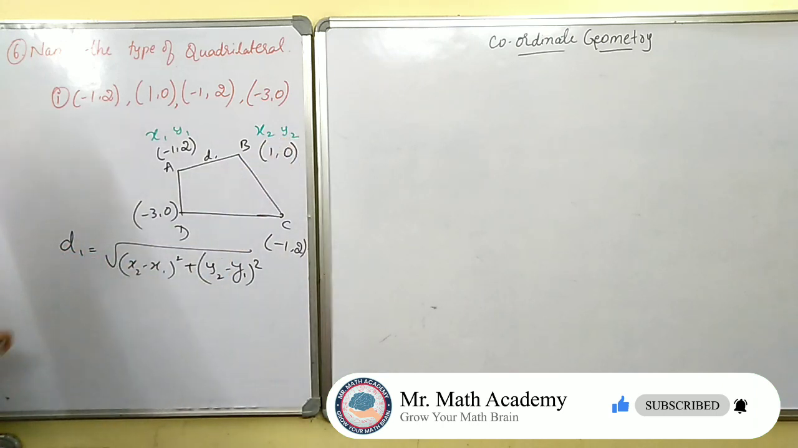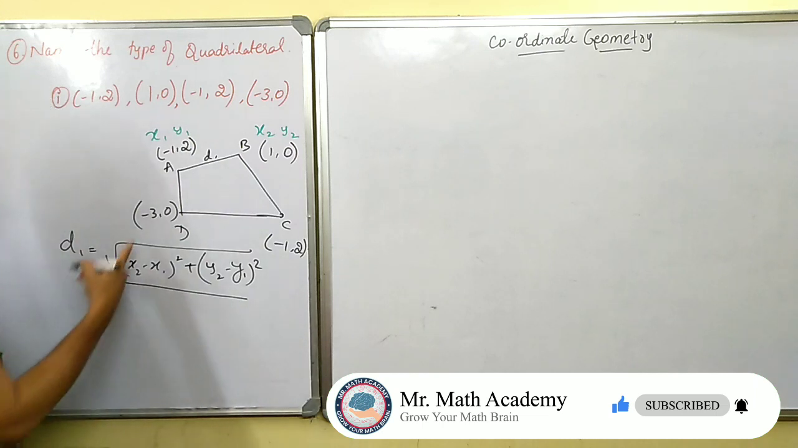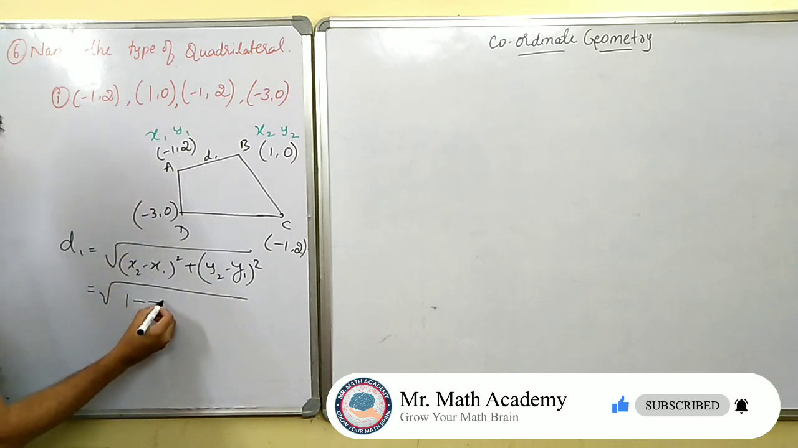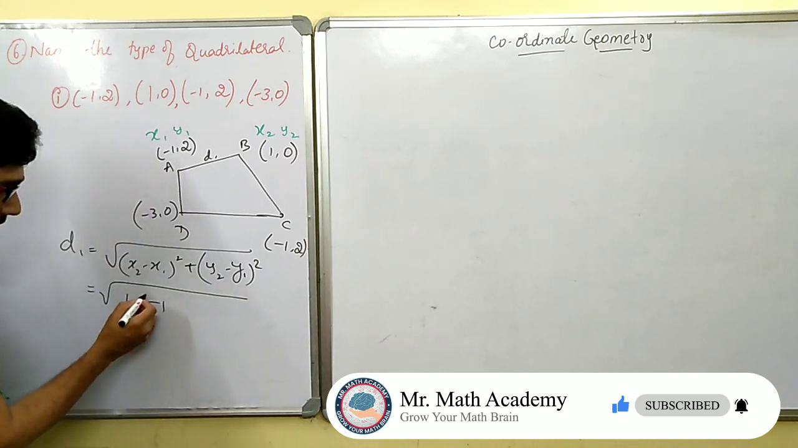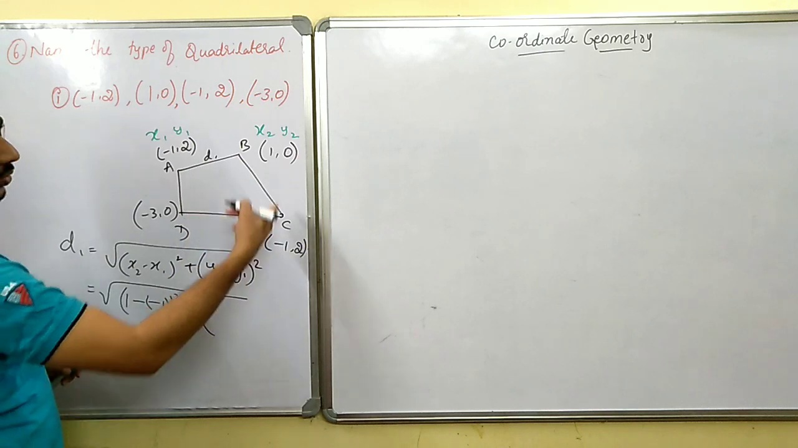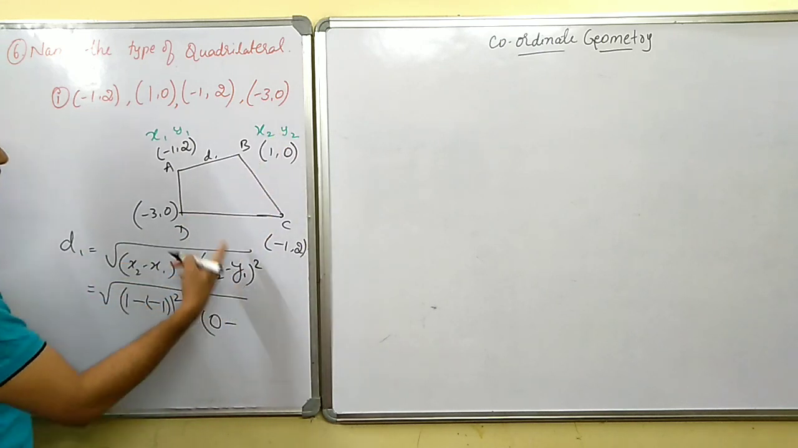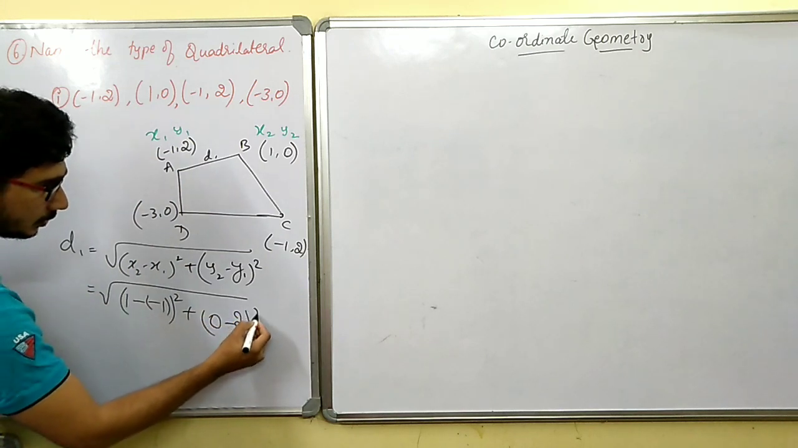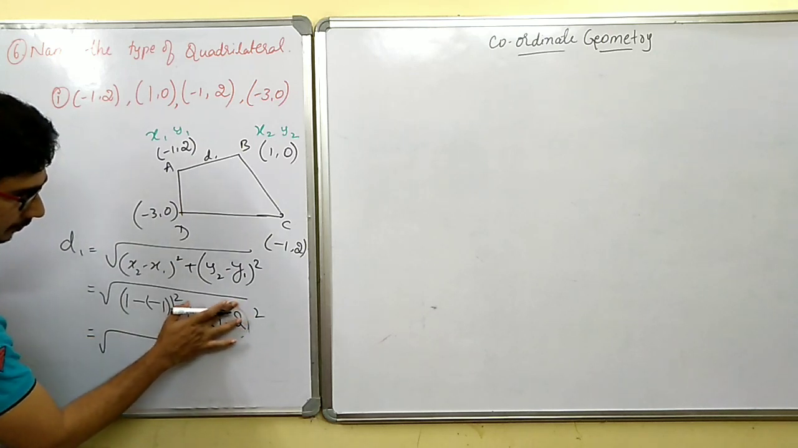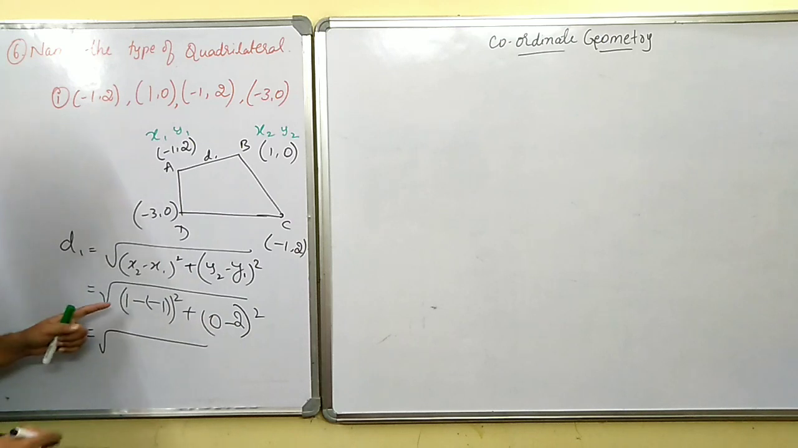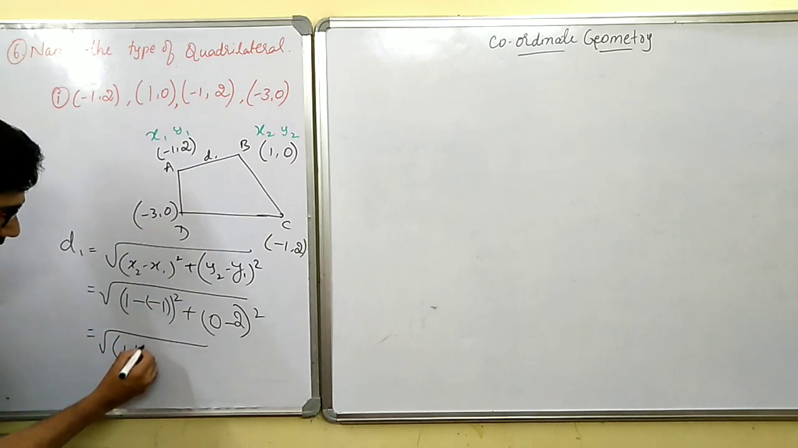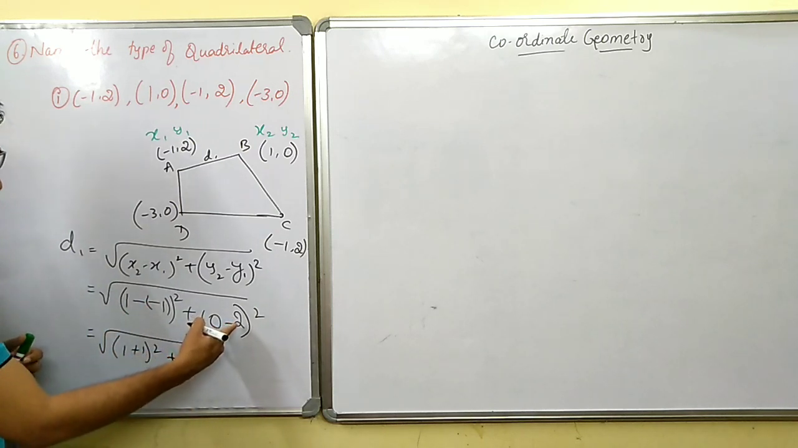So what will happen now? I'll write here: x2 is 1, minus x1, which is -1. Two signs should not be next to each other, so put the bracket here and close it, put the square. Plus y2, which is 0, minus y1, which is 2, whole square. So 1 minus into minus, the bracket represents multiplication, so minus into minus is plus, 1 whole square, plus 2 to the 4.